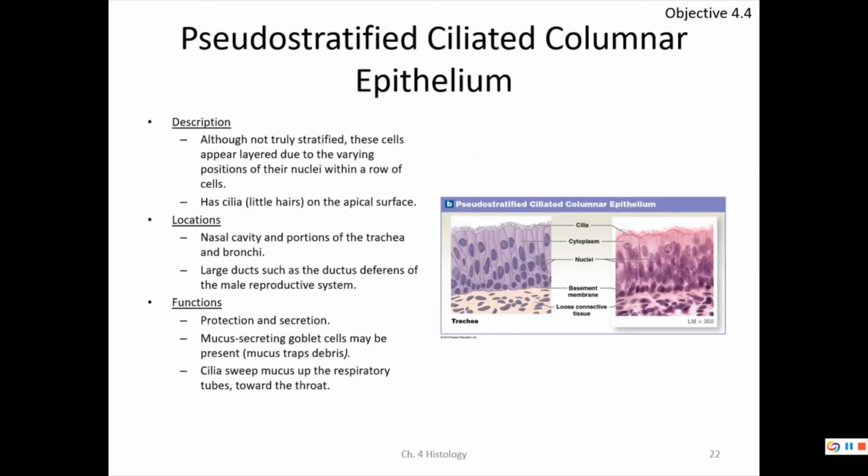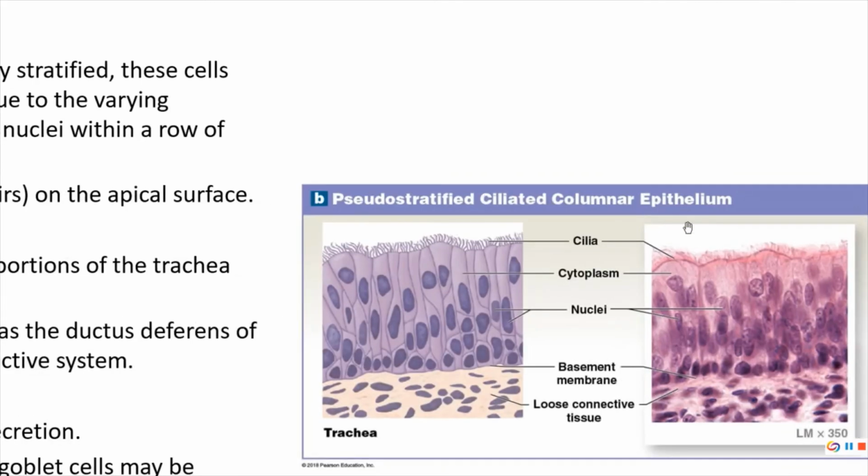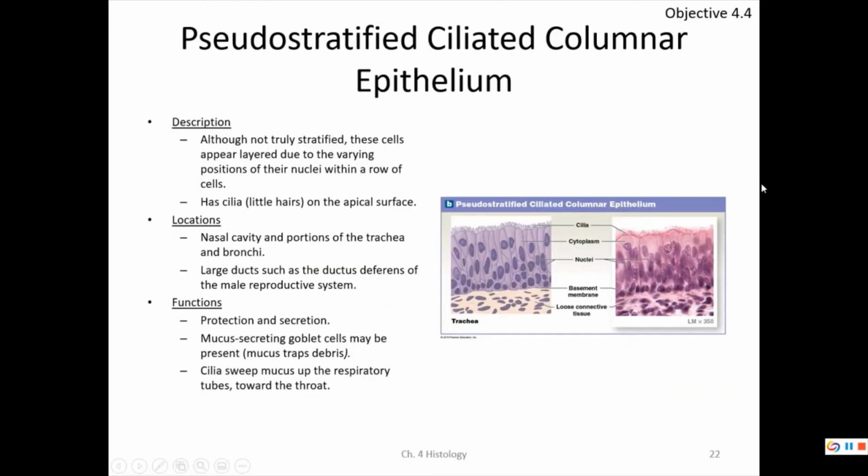So the last one is pseudostratified ciliated columnar epithelium. What does pseudo mean? False. What does stratified mean? Layered. So it is falsely layered. Pseudostratified. Ciliated. It has cilia. And it's columnar-shaped.